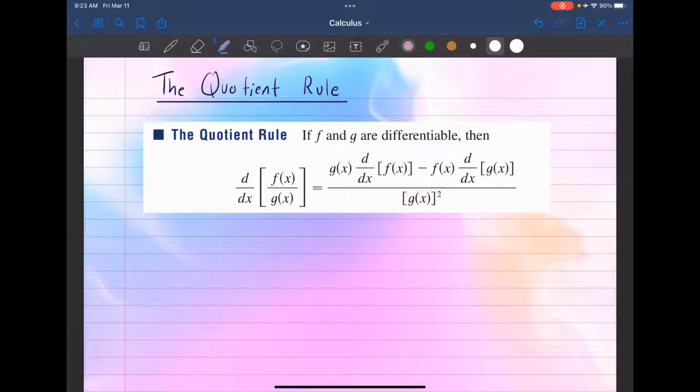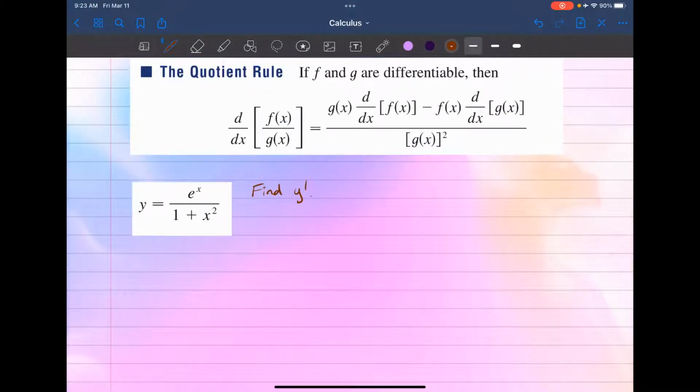This formula can be proven by simply using the product rule and manipulating the formula. You'll get to the quotient rule. We're not going to prove it in this video, but stay tuned for that. So let's go ahead and apply this to an example.